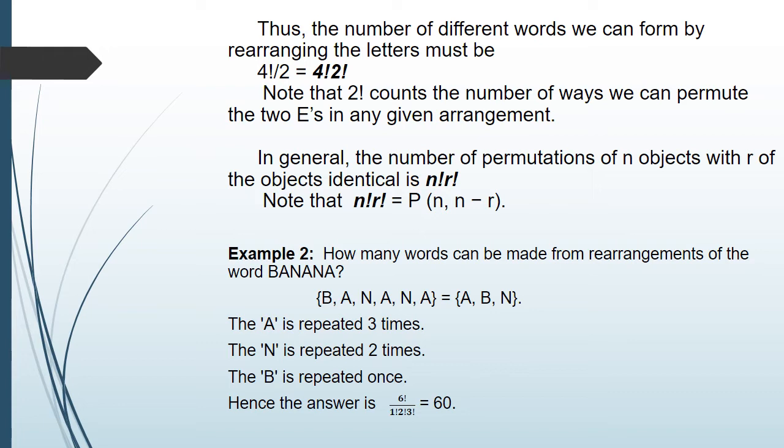Example 2. How many words can be made from the rearrangements of the word BANANA? BANANA consists of A, B, N. The A is repeated 3 times. The N is repeated 2 times. The B is repeated once. Hence, the answer is 6 factorial over 1 factorial times 2 factorial times 3 factorial, which is equal to 60.